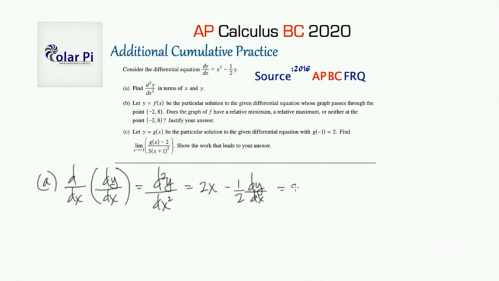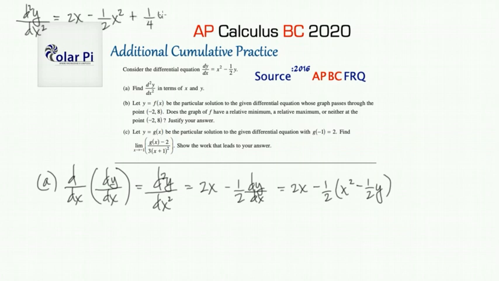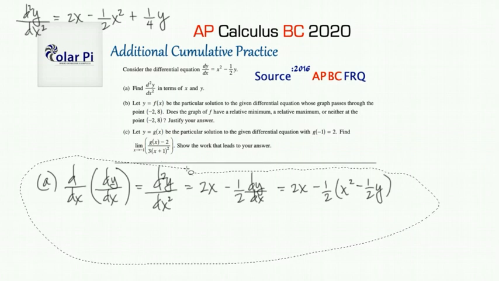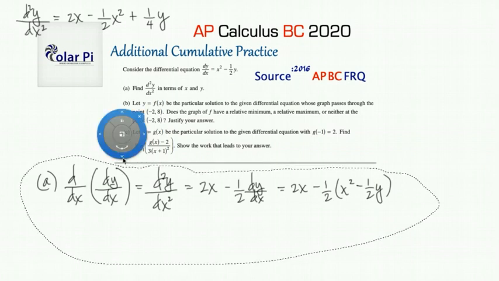And so you go, all right, this is 2x minus 1/2 times x squared, and then minus 1/2 y. Okay, if you simplify all this, what you're going to get is that d squared y dx squared, the second derivative, is going to be 2x minus 1/2 x squared, and then plus 1/4 of y. Okay, now we're going to need the second derivative, and since this is the last problem, I could write any freaking place I want and keep it there. Okay, alright.